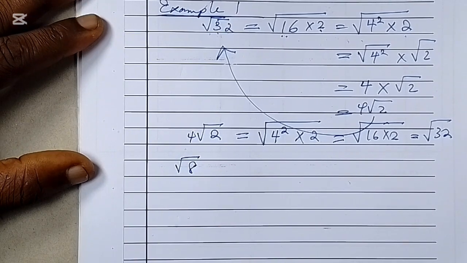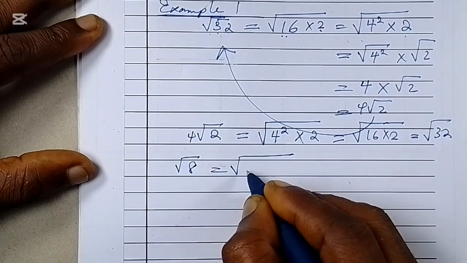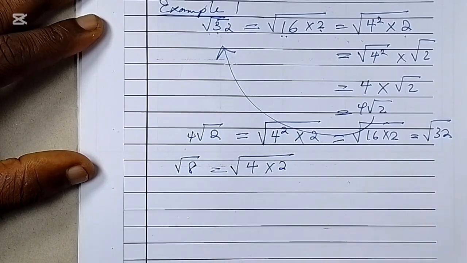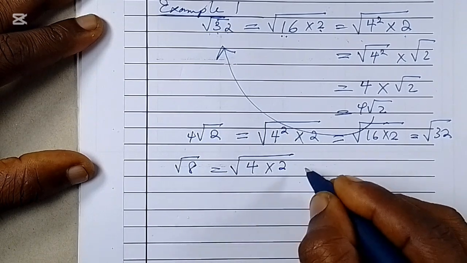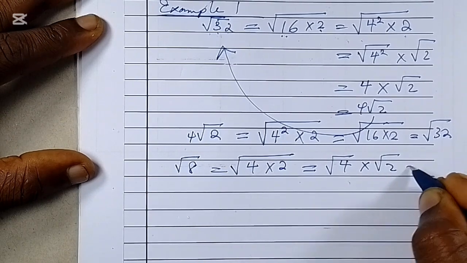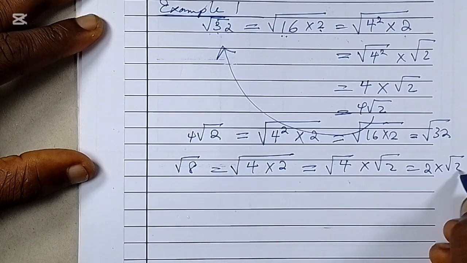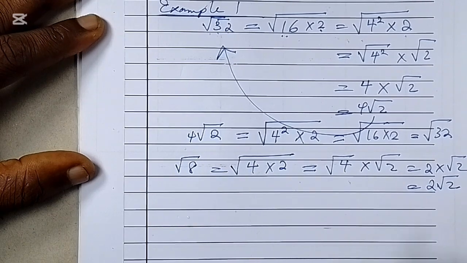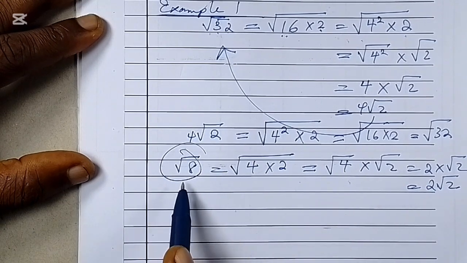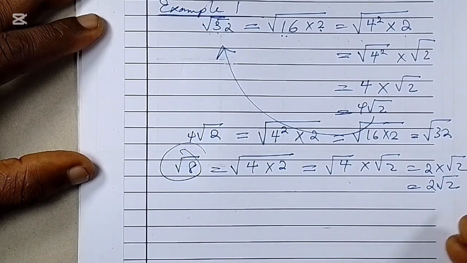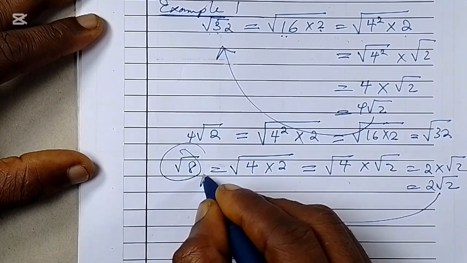Root 8 is not in its basic form, simply because 8 can be written as the product of two numbers, 4 and 2, such that 2 is not the square of any number, but 4 is the square of another number. So I'm going to put here the square root of 4 times the square root of 2, which will give me 2 times root 2, which is equal to 2 root 2. Okay, so the surd I was given was not in its basic form, and by this process I've put it in its basic form.